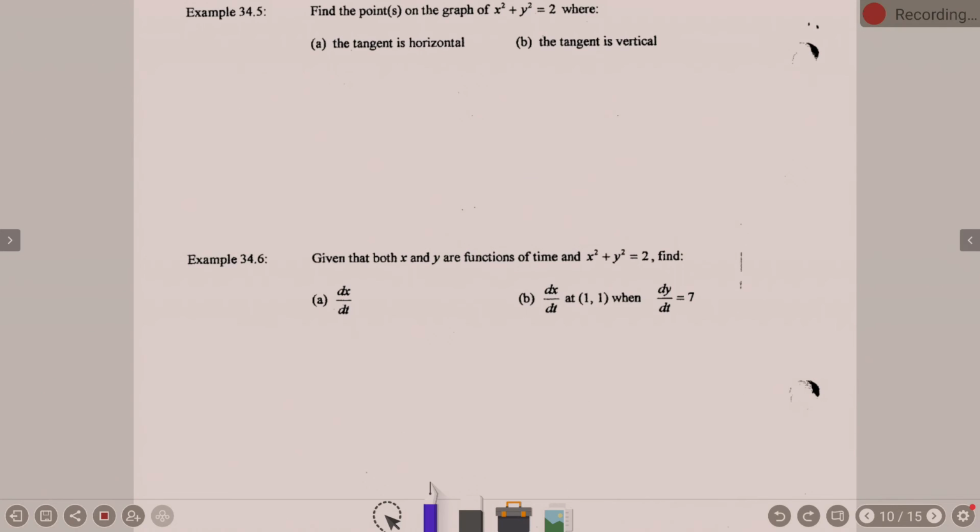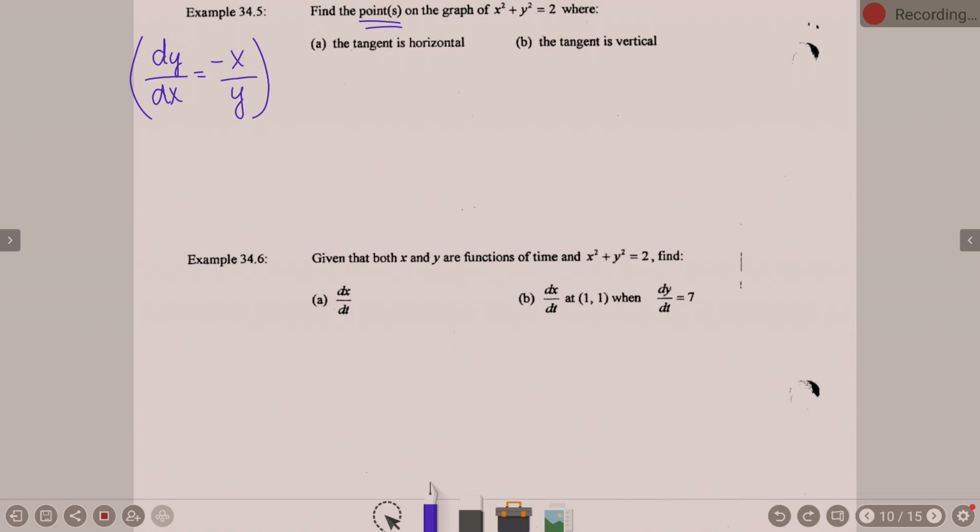Okay, example 5. Find the point or points on the graph of x squared plus y squared equals 2 where the tangent is horizontal and then where the tangent is vertical. Now, notice this is the equation from the previous page, yes? We already have done some work. What do you know about this equation? Well, at 1, 1, the slope is negative 1. In general, the derivative or slope is negative x over y. That's information from the previous page, right? Why reinvent the wheel?